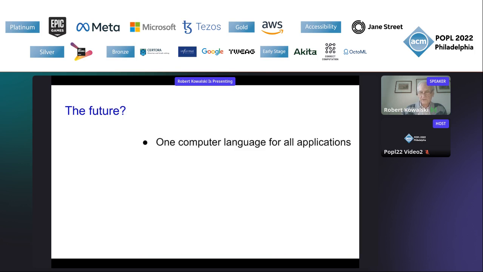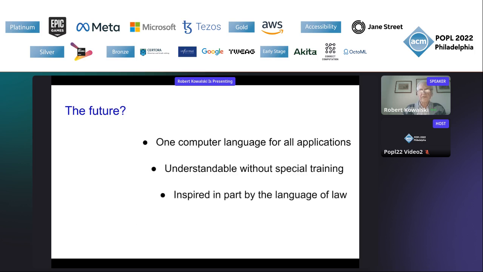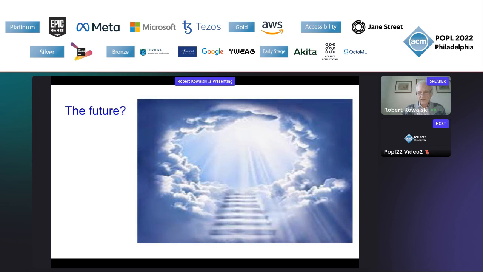One computer language for all applications, understandable without special training, inspired in part by the language of law, a future that you can sample by starting with logical English. Okay, that's it. Thank you.